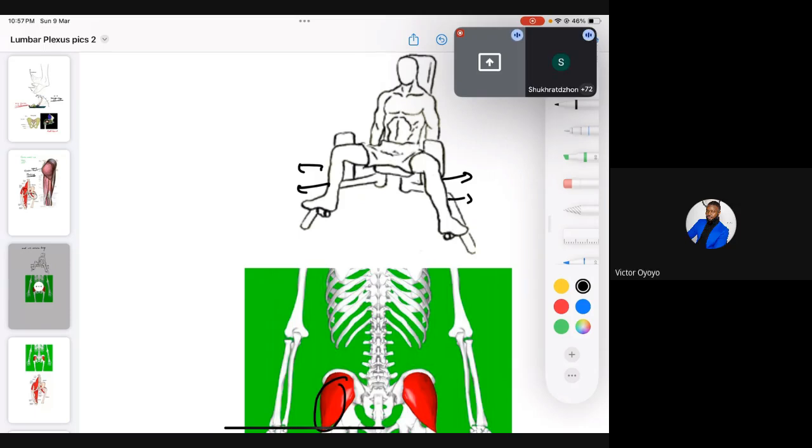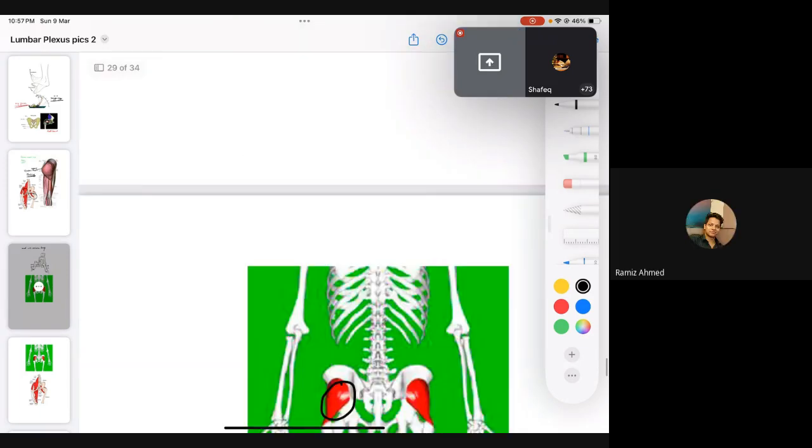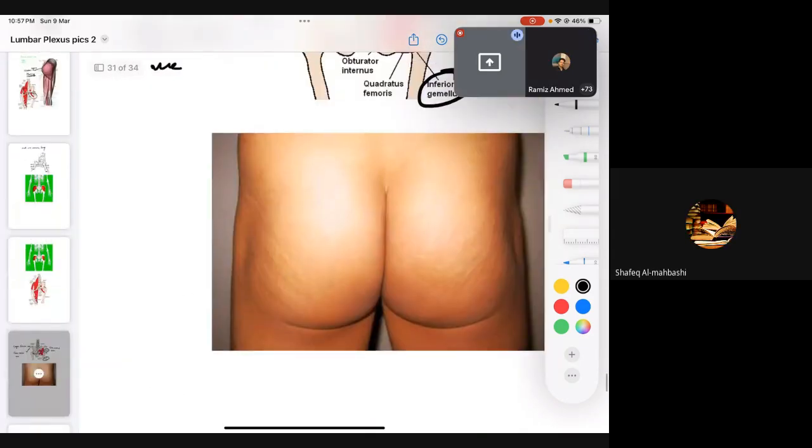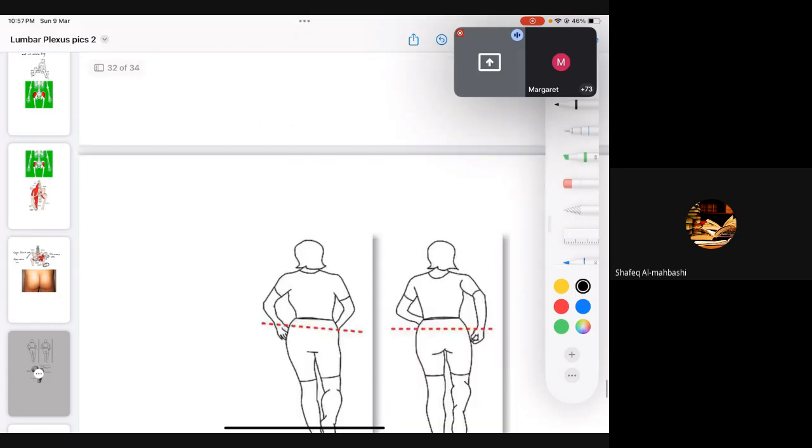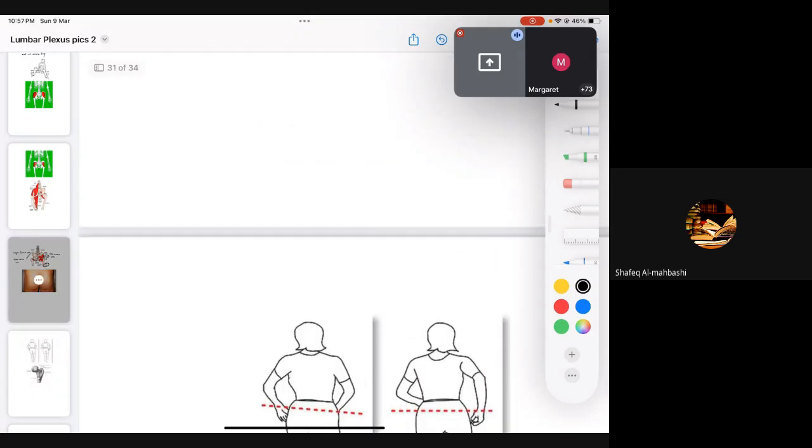Upper lateral, right? If we have an intramuscular injection in the upper medial area, which nerve is going to be affected? Superior gluteal nerve. Perfect. If we have an injection in the lower quadrant, which nerve is going to be affected? Sciatic. Perfect, right?